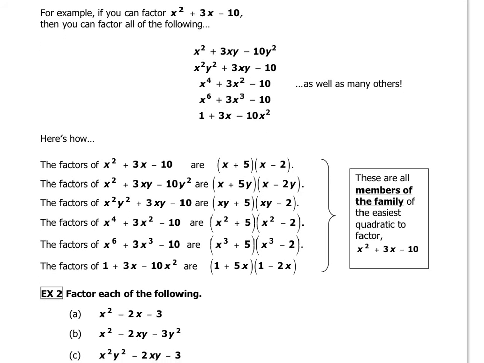So if we scroll down the screen here a little bit, we find out what multiplies to negative 10 and adds to 3, and that would be positive 5 and negative 2.